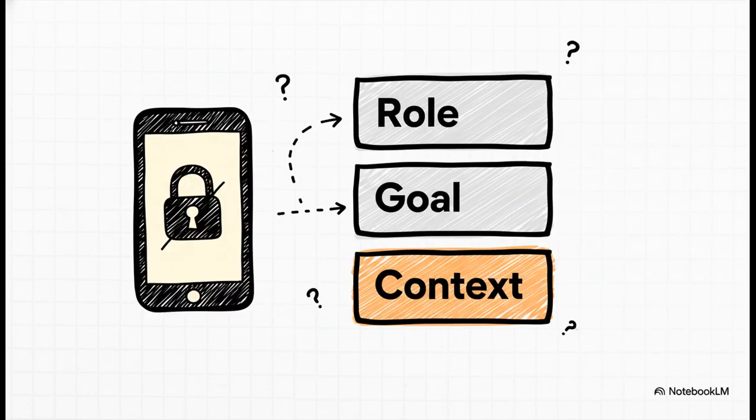Now, context. This is absolutely key. We tell the AI we're dealing with a mobile app's login feature, and then we give it that exact piece of user feedback. This gives it all the essential background info it needs to truly understand the problem.